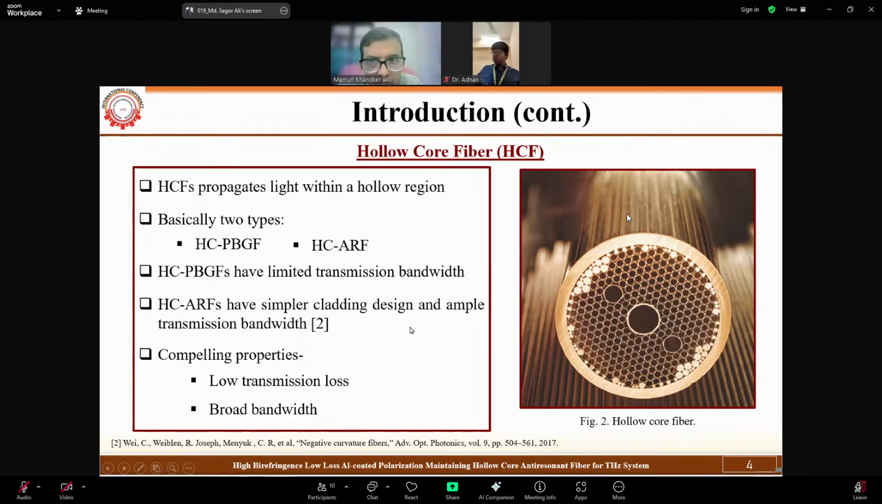Hollow core fiber. Hollow core fiber propagates light within a hollow region. Basically, there are two types of hollow core fiber: hollow core photonic band gap fiber and hollow core anti-resonant fiber. Hollow core photonic band gap fibers have limited transmission bandwidth, but hollow core anti-resonant fibers have a simpler cladding design and ample transmission bandwidth. Compelling properties: low transmission loss and good bandwidth. This figure shows the hollow core fiber.